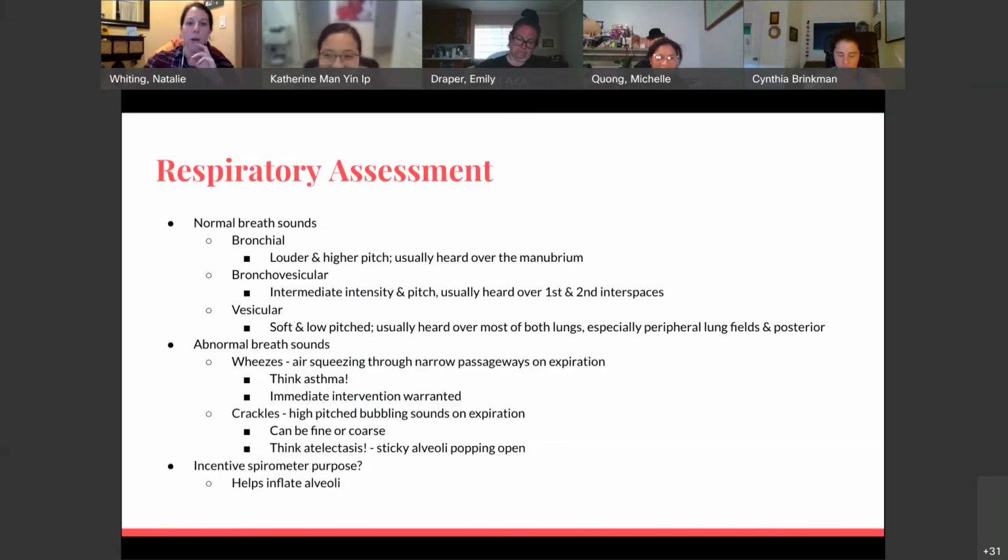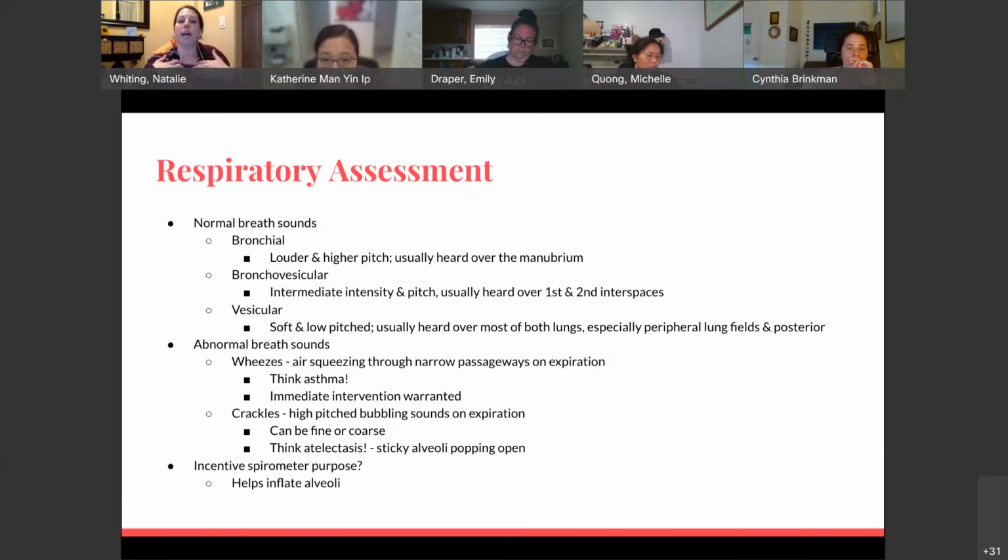No? Okay, so bronchial is louder and higher pitch. So that's going to be up here, right? You're going to hear it over the manubrium, this section right here. I think they even say tracheal and bronchial are one and the same, but what I saw last week, there is some variation, but you'll hear it right here.